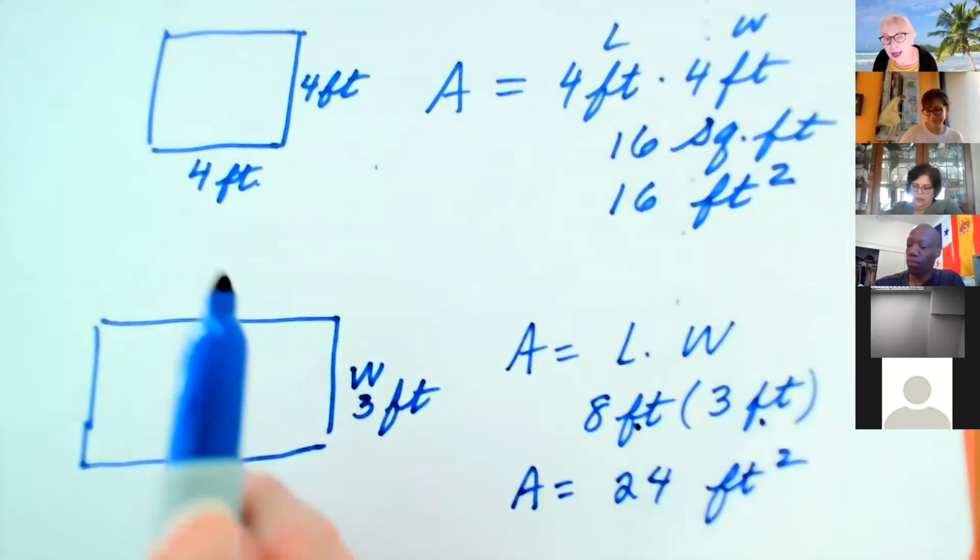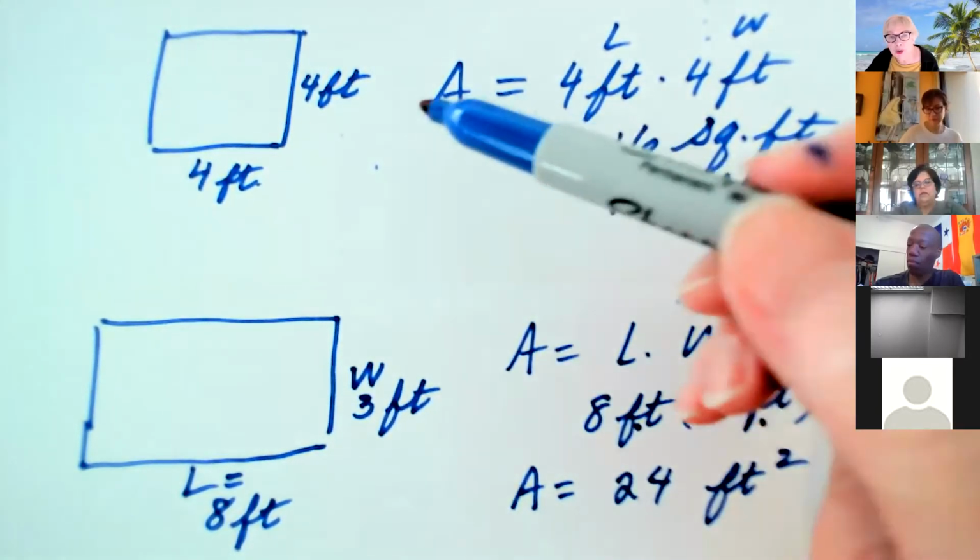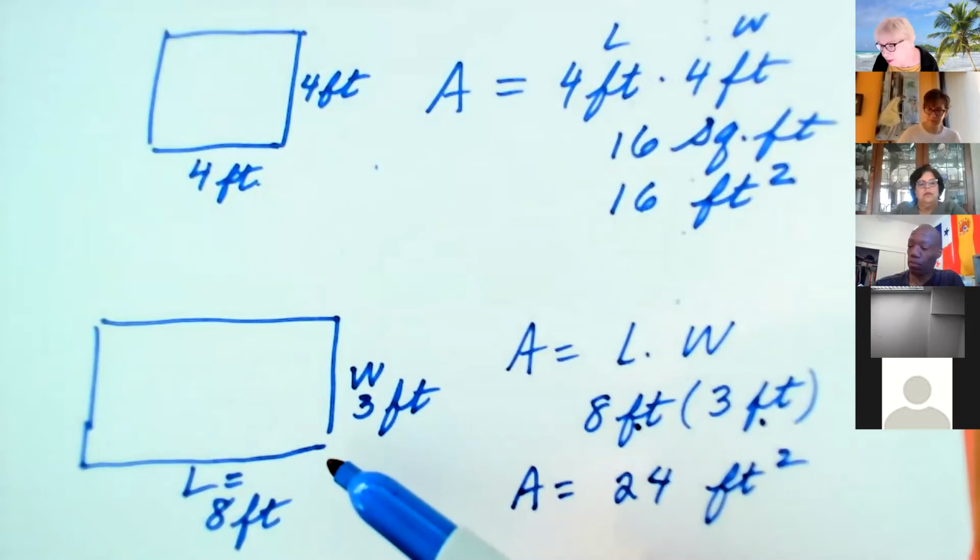So all area turns out to be square something or others. So if it's feet, it's square feet. If it's inches, it's square inches, and so on. So these two are really the same formula, aren't they?